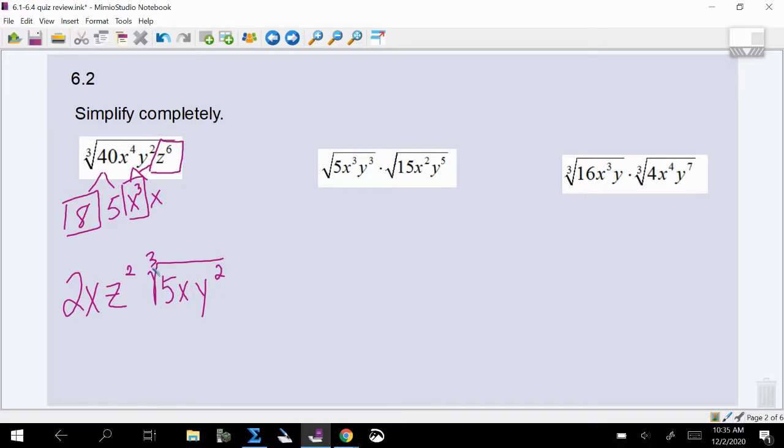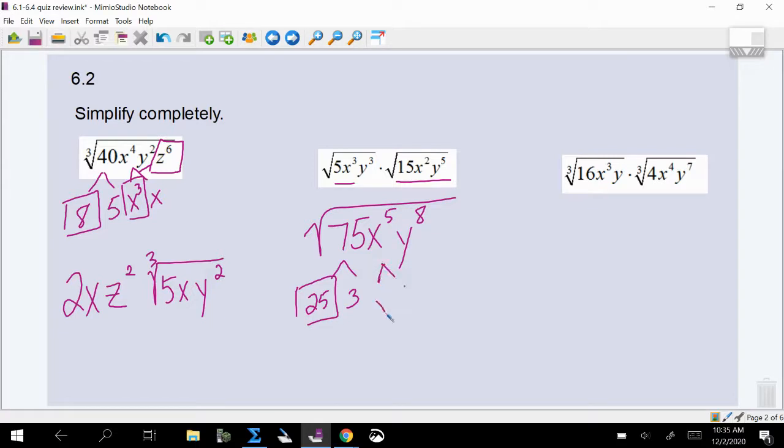If you're asked to multiply ahead of time, you're going to multiply everything that's under each radical. So 5 times 15 is 75. X to the third times x squared is x to the fifth. Y to the eighth, so I'm adding exponents. Now I want to break this down. 75 is not a perfect square, but 25 is. So I'm going to put a box around that. X to the fifth is not a perfect square, but x to the fourth is, with a leftover x. Put a box around that. And y to the eighth is already perfect because the power will divide by the root evenly.